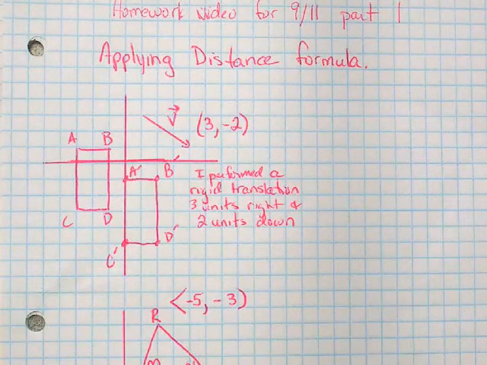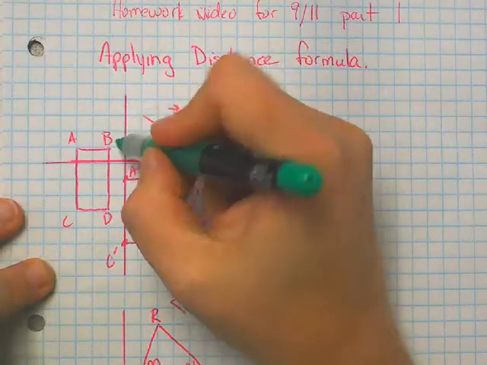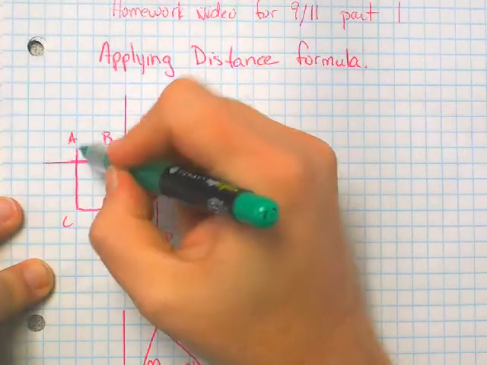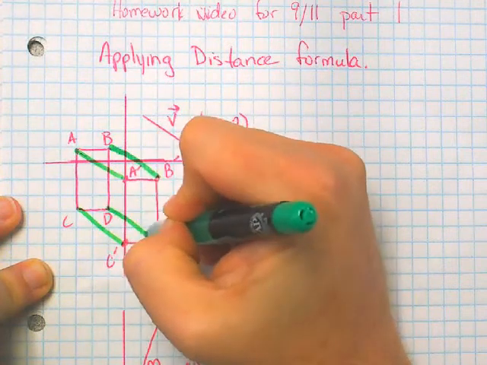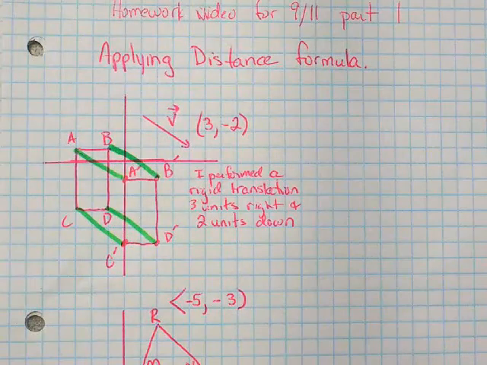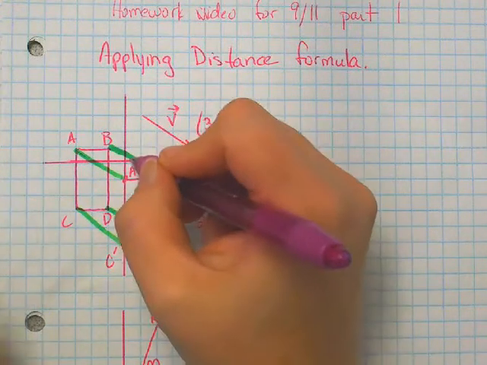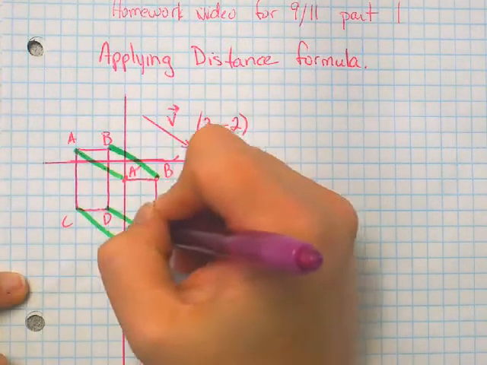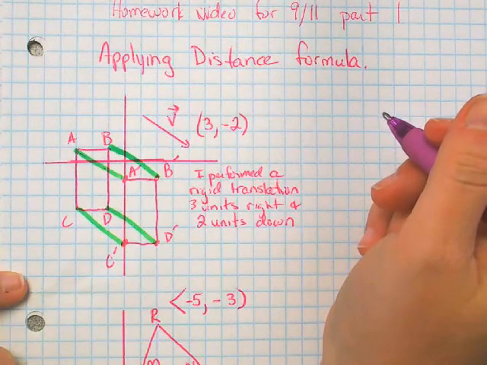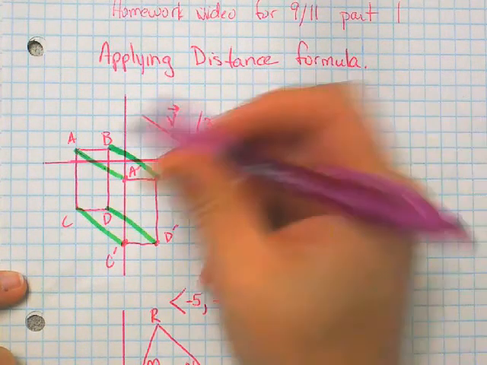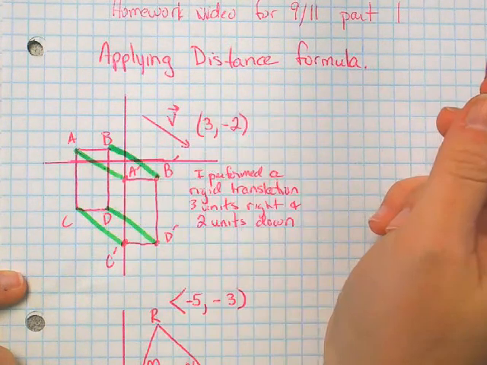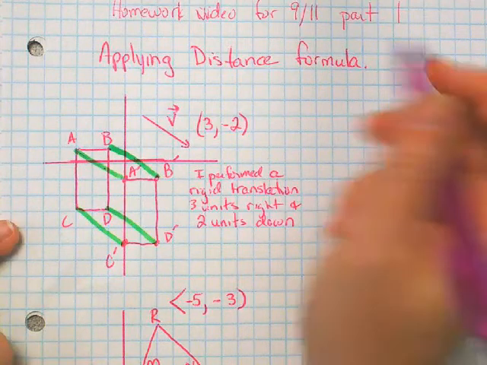Here's what I want to talk about though. I want to talk about the distance between B and B prime, A and A prime, C and C prime, and D prime. Ooh, cool. I made a 3-dimensional object. Interesting. I'm looking at these, my green lines, and they all appear to be the same length, but I want to prove it. I want to prove that these 3 lines are all the same length.